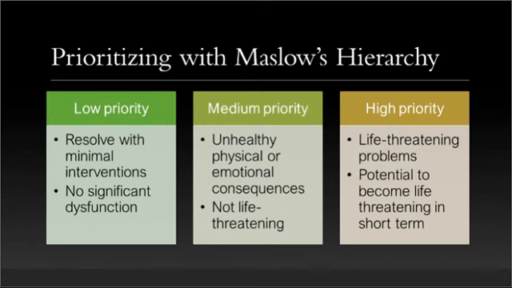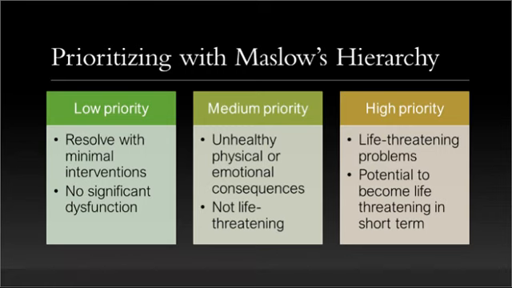So how do you prioritize with Maslow's hierarchy of needs? The low priority: resolve with minimal intervention, no significant dysfunction. Problems can typically be resolved easily with minimal interventions. They don't cause significant problems.